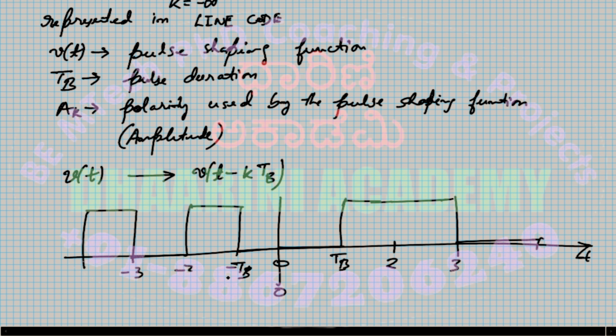You can see the k value here: this is 1 into Tb, this is k into Tb, k equal to 2 so this is 2Tb, k equal to 3 so 3Tb, and so on. On the other side I have negative, correct? Minus k is negative, minus 1 into Tb, and so on. All right, fine. Now you see that v of t itself is shifted every time, right?